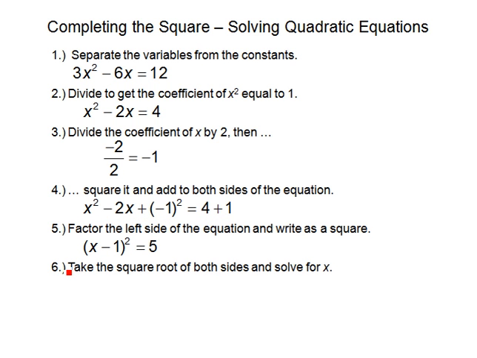Now that I've done that, all I have to do is take the square root of both sides and solve for x. So when I take the square root of both sides, I'm going to get x minus 1 on this side equals plus or minus the square root of 5. Don't forget the plus or minus. Now the only thing I have to do is add 1 to both sides. x is equal to 1 plus or minus the square root of 5.